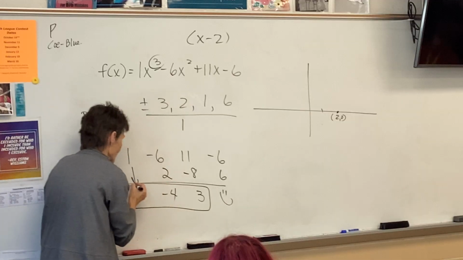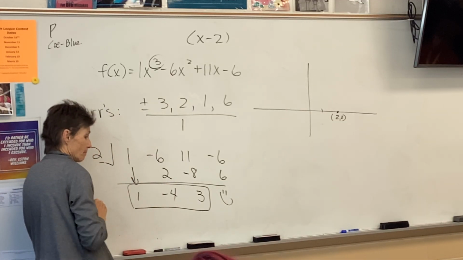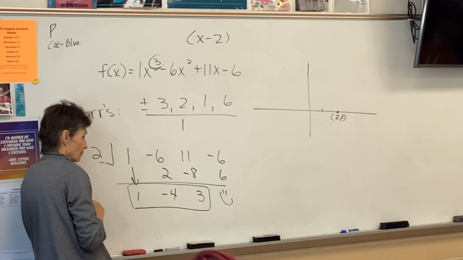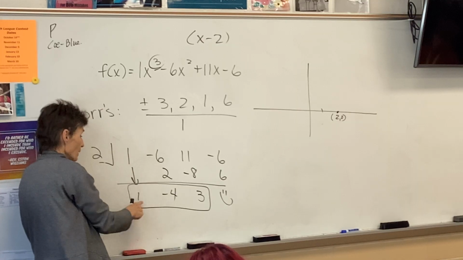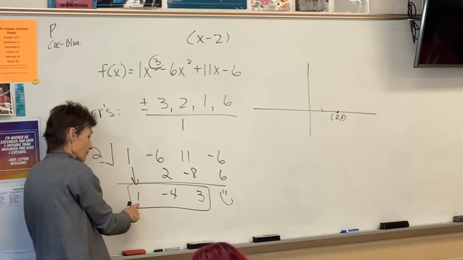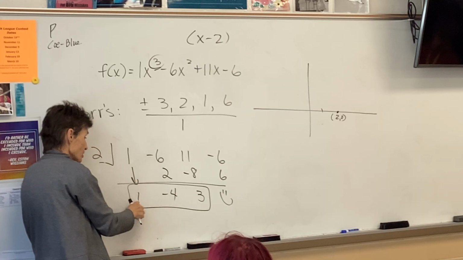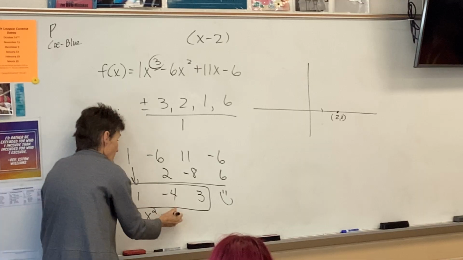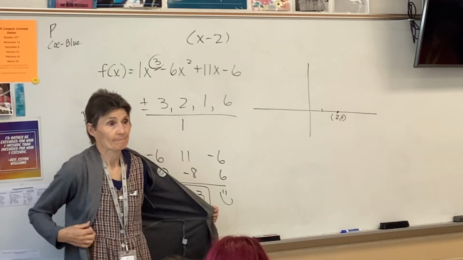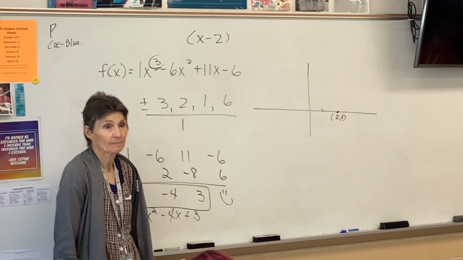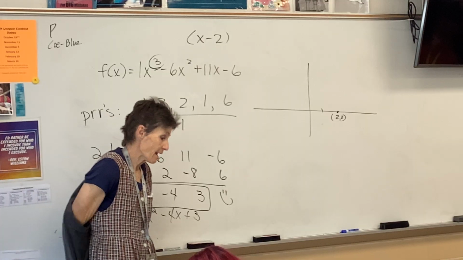This guy right here. What is he? This was 1 x cubed. So what's this? X cubed. No. Always go down a power. You divide it. So this is going to be x squared minus 4x plus 3. And what can we do with that? Factor.